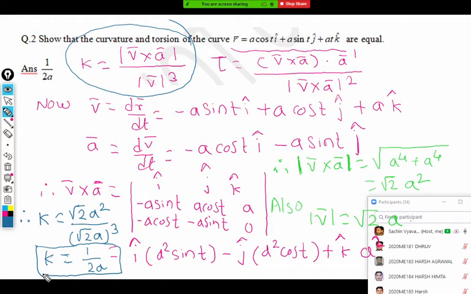But the question here is: show that curvature and torsion are both the same. Now our aim is to show here that torsion tau is also 1 upon 2a. Once you complete this first part, curvature, tell me so that I can move to the torsion.